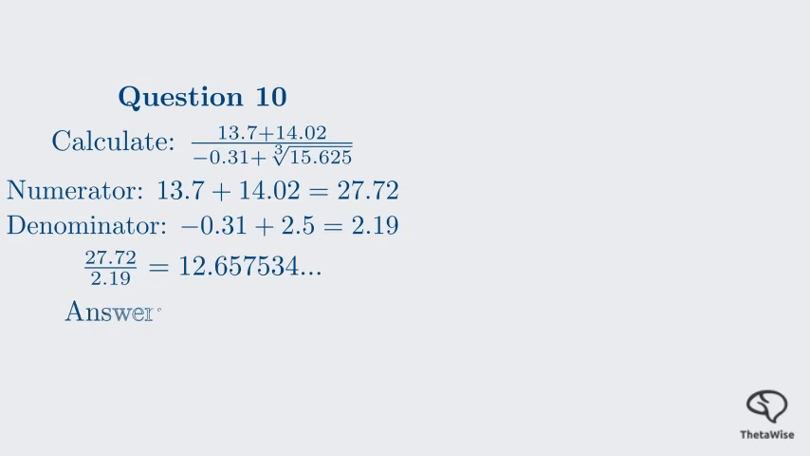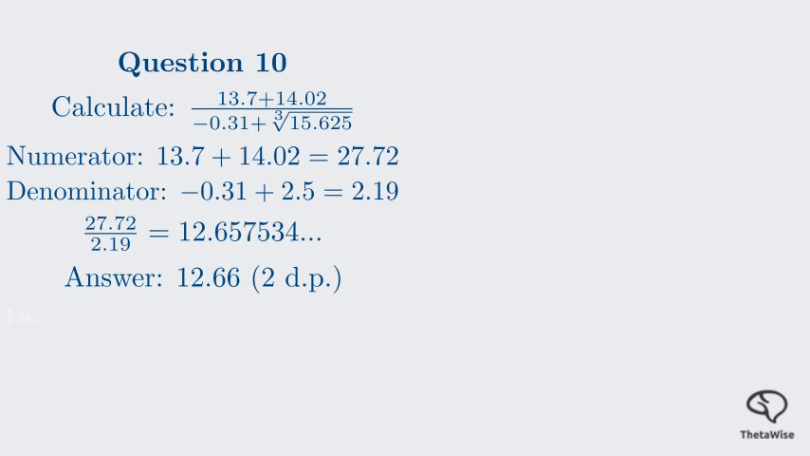12.657534. The question asks for the answer correct to two decimal places. We look at the third decimal digit, which is 7. Since it is 5 or greater, we round up the second digit to get 12.66. Common mistake: rounding too early in the middle of a calculation. Keep all digits in your calculator until the very final step to ensure accuracy.